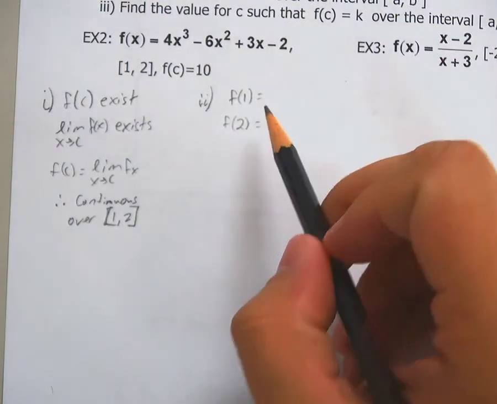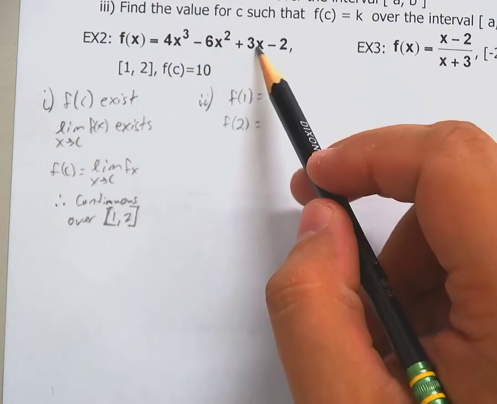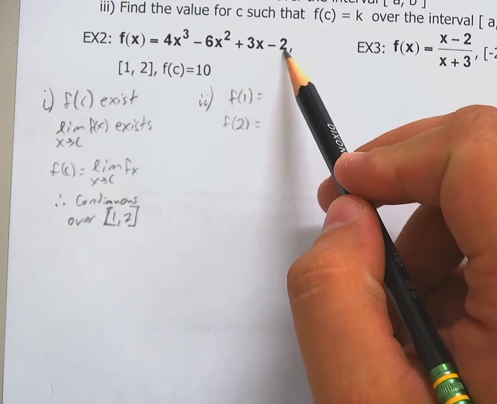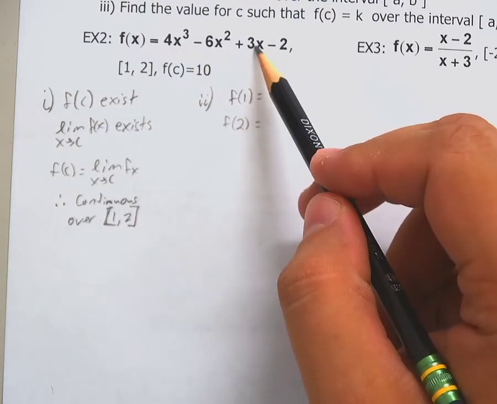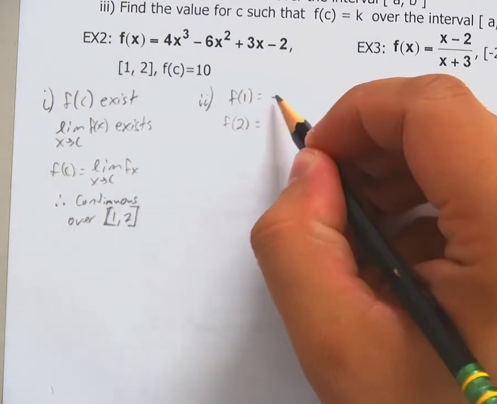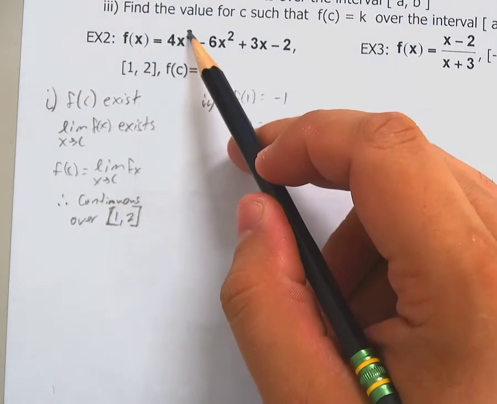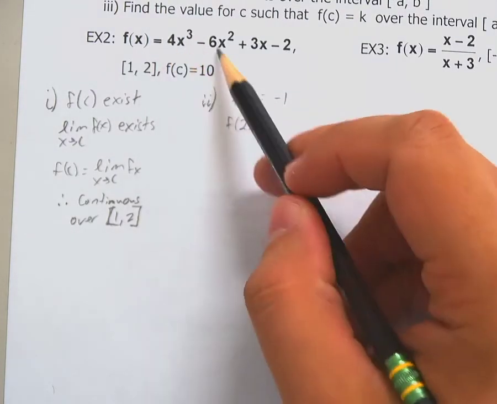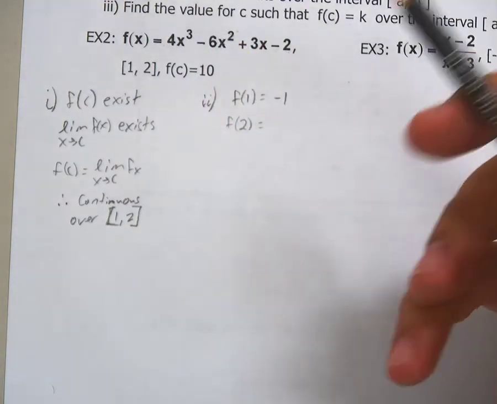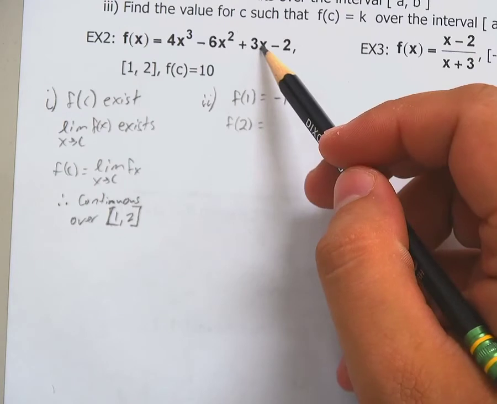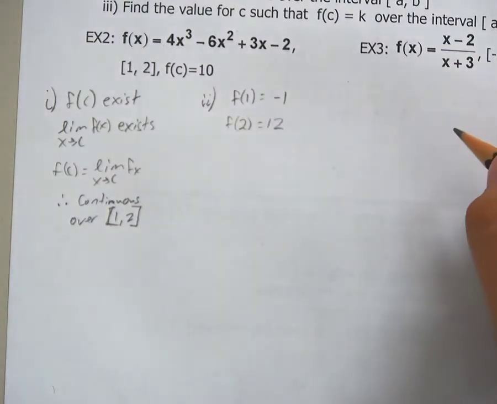Now if you plug a 1 in here, you're going to get 4 minus 6 plus 3 minus 2. So 4 minus 6 is negative 2, plus 3 is positive 1, minus 2. You get negative 1. Now if you plug a 2 in here, you get 2 cubed, which is 8, times 4, minus 6x squared, so minus 24, plus 6 minus 2. Just for the sake of time, that's 12.